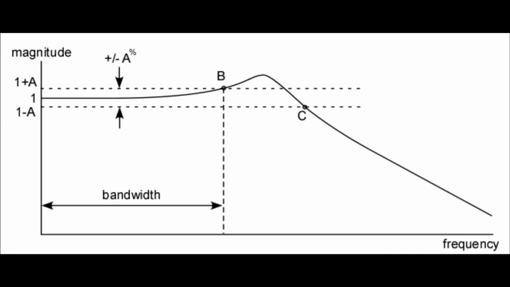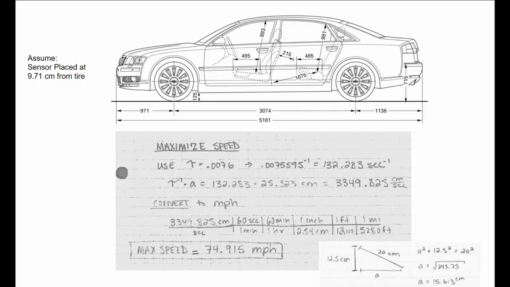To determine the bandwidth for the sensor, the system was modeled as a first-order system so that the first-order transfer function could be solved for the bandwidth. First, the magnitude of the transfer function was non-dimensionalized by dividing by the static sensitivity. Then the non-dimensional magnitude was set to 0.95 in order to solve for the frequency at which the magnitude of the system would be 95% of the steady state value. This frequency would be the bandwidth for the system.